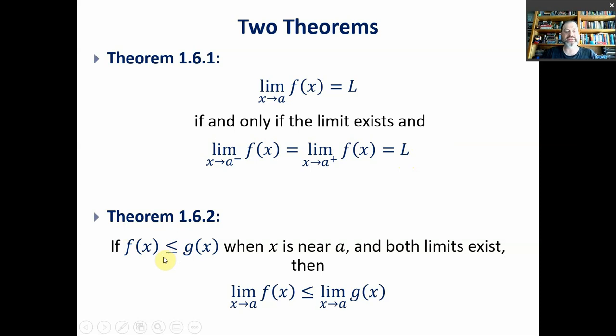Now we have another theorem that says if f of x is less than g of x when x is near a, and both limits exist, then the limit of f of x is less than the limit of g of x. So really what this is saying is that if you have two functions that are equal and you tack on limits, they stay equal. But this is much more general, right? It's saying if a function is less than another function and you tack on limits anywhere near that point, then the limit is going to be less than.